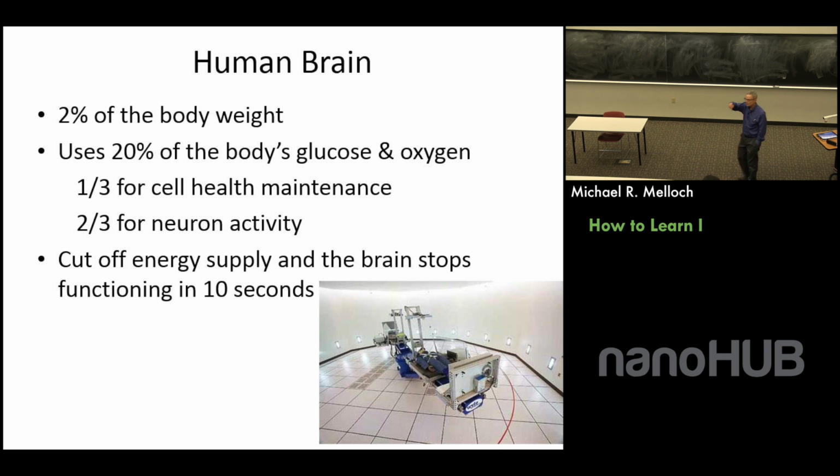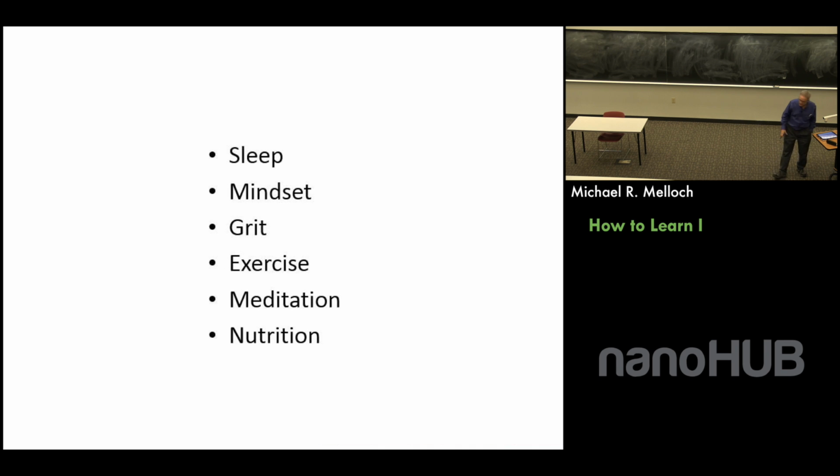you know, the human brain is 2% of your body weight, but it uses 20% of the oxygen you breathe and 20% of the glucose in your blood. So things that are good for your body are good for your brain. So next time we'll talk about sleep, exercise, and nutrition, which are all good things for the functioning of your brain, and some other psychology things related to mindset and grit.